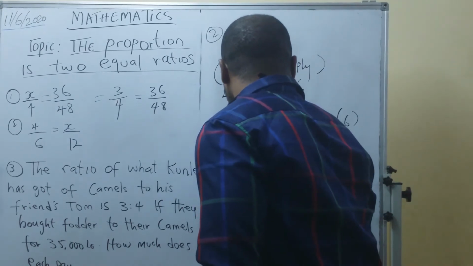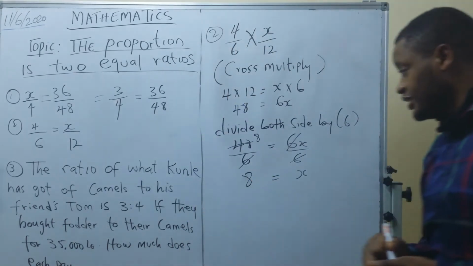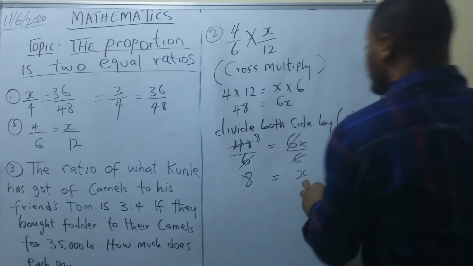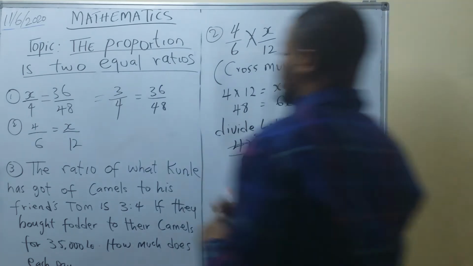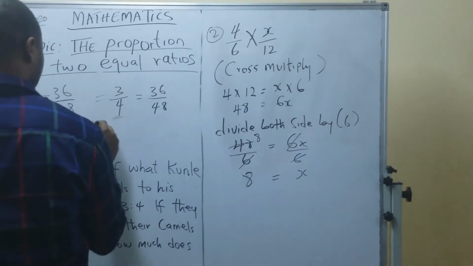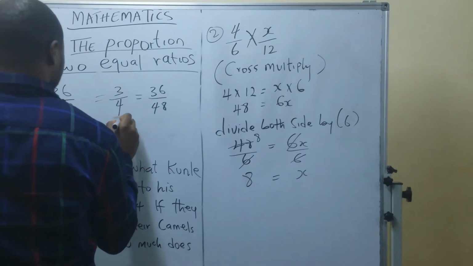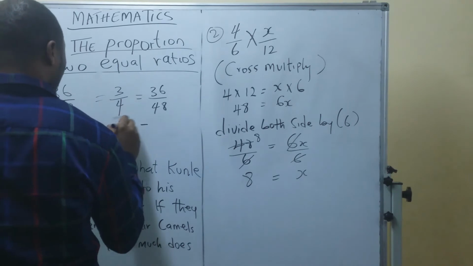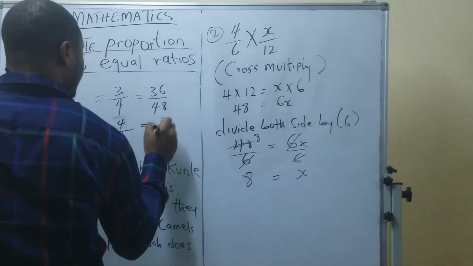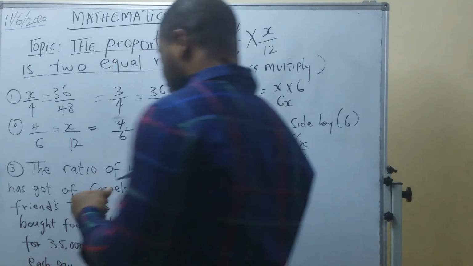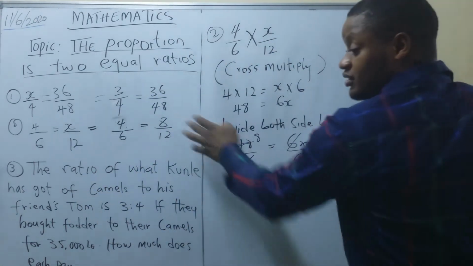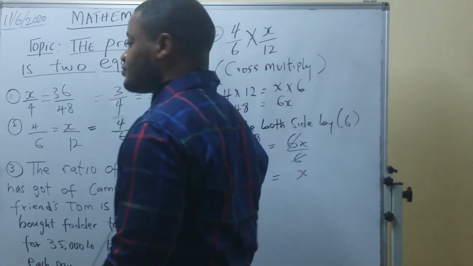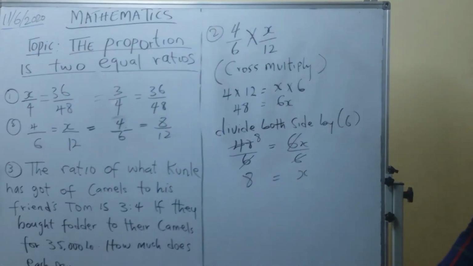8 times. How many times can 6 go in 48? 8 times. That is, the value of x here is 8. You can come down here and write it. We have 4 over 6 is equal to 8 over 12. As you can see, this is the number that was missing, so we have found it already.